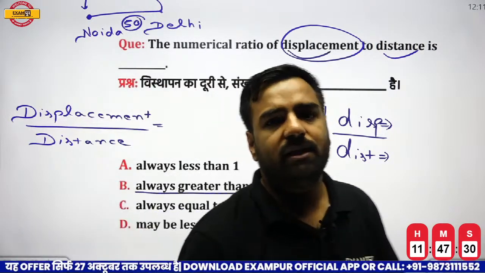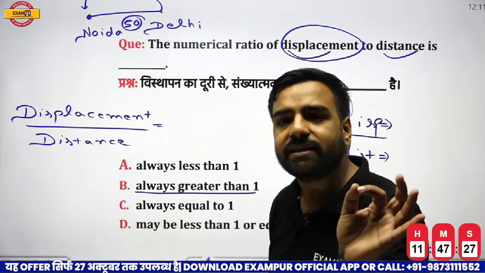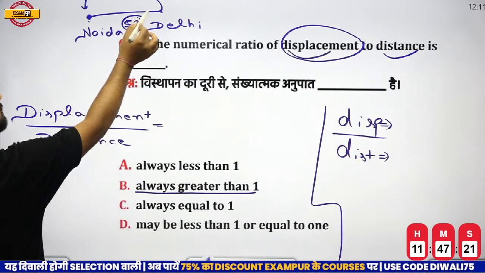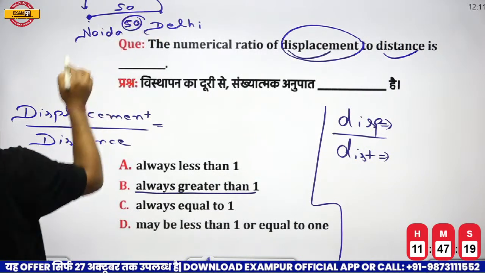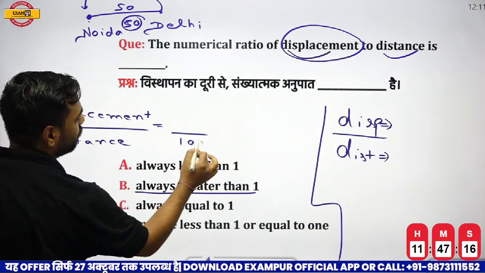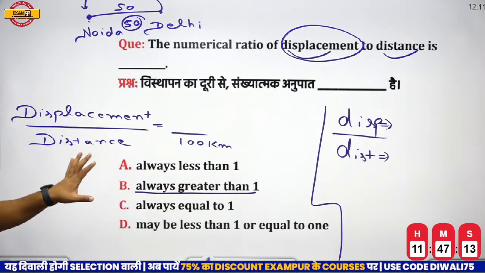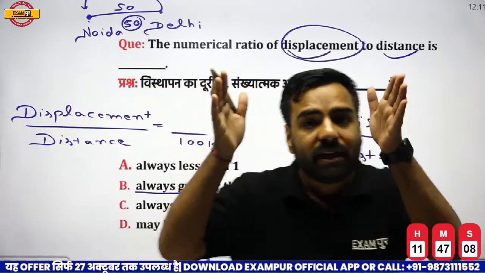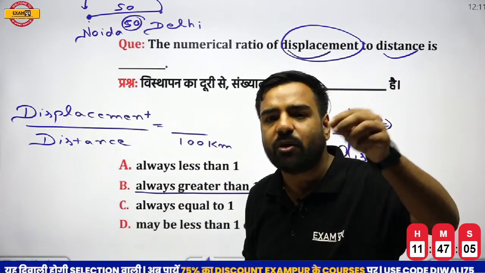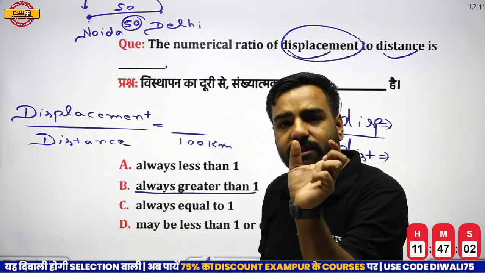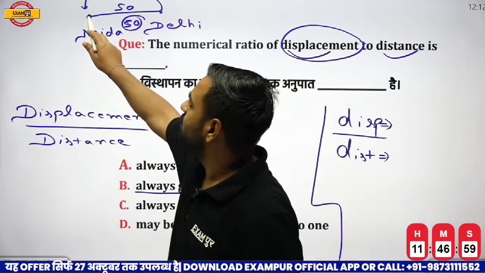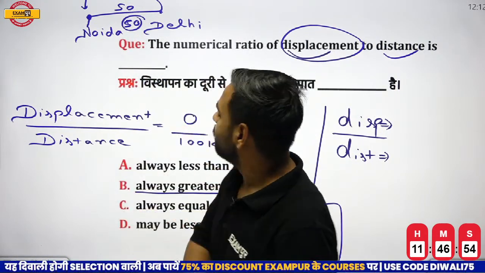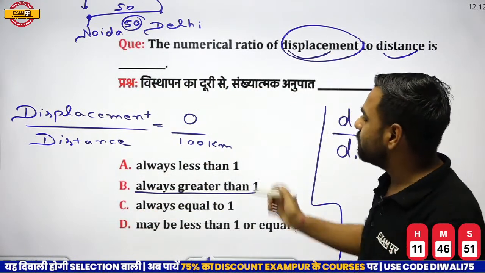Now, if someone asks me, sir, what is the distance here? What was the distance that was covered by me? From Noida to Delhi, I traveled 50 kilometers, and again I traveled back 50 kilometers. That is, the total distance was 100 kilometers. In a similar manner, what was the displacement? Displacement is the minimum distance between the initial point and the final point. Initial point was this and final point was again this. So in this condition, it will become 0.